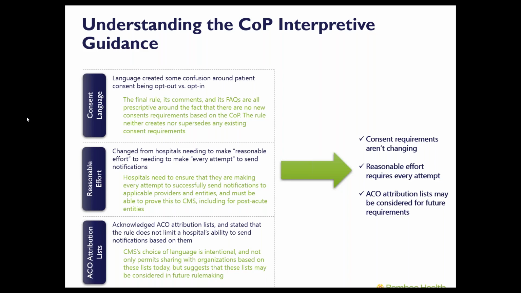And at the end of the day, it really is clear that CMS is thinking about ACO attribution lists and that there really could very much be a future where we would see sending notifications based on these attribution lists as an additional requirement. So to sum up the key takeaways from the guidance: based on this interpretive guidance, consent requirements are not changing. Reasonable effort really does require an ability to demonstrate making every possible attempt to an applicable entity. And ACO attribution lists may very well be considered for future requirements.